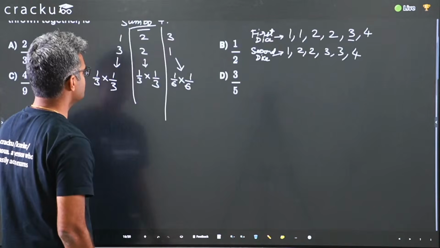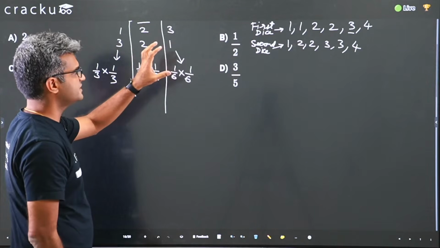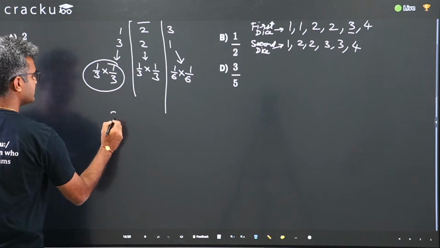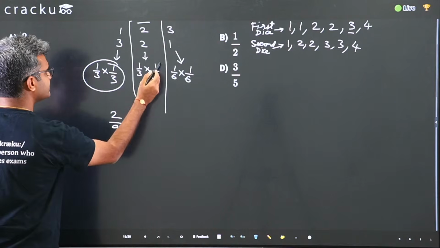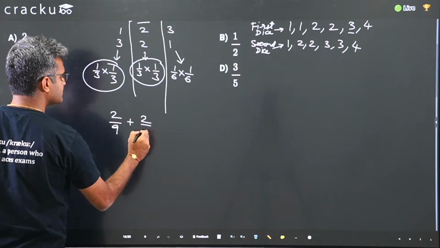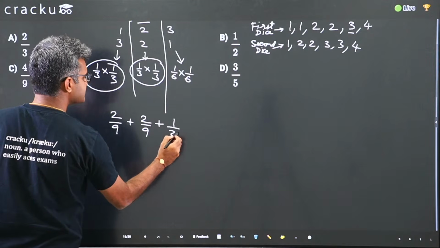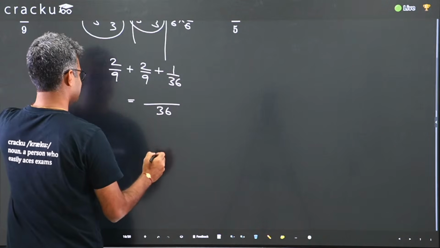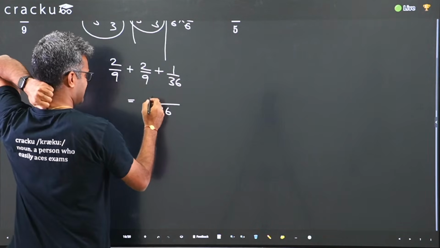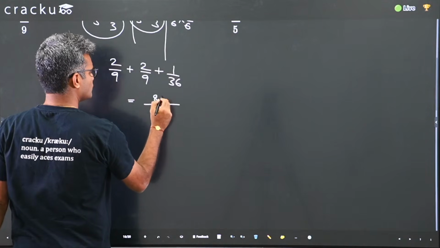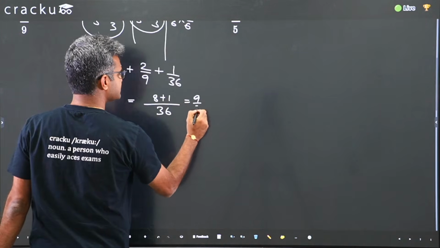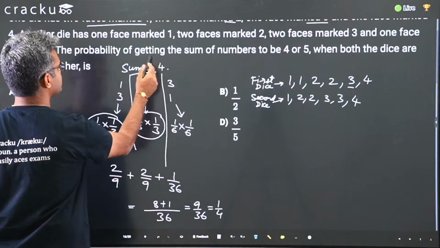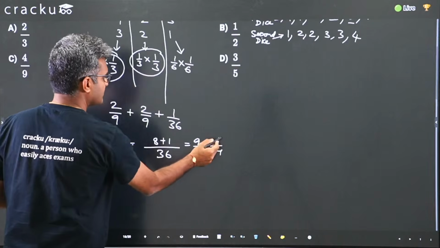So overall the probability that the sum of the numbers on both the dice is 4 is 1 by 3 into 1 by 3, which is 1 by 9, plus 1 by 3 into 1 by 3, which is again 1 by 9, plus 1 by 36. This is equal to 4 by 36 plus 4 by 36, that is 8, plus 1, which is 9 by 36, which is equal to 1 by 4. So the probability that the sum of the two numbers is 4 is 1 by 4.